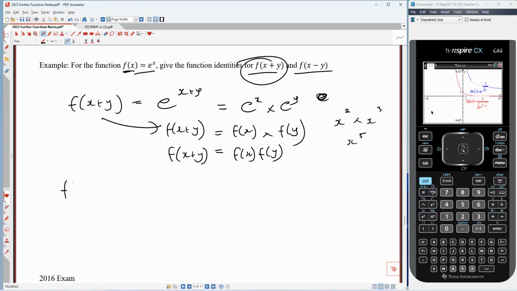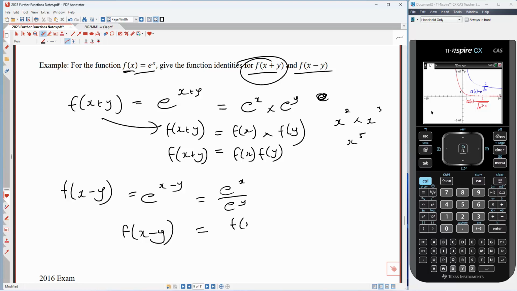Now let's do f of x take y. So that's e to the x take y. So when do we subtract? When common bases are being divided. So we can see straight away, there's f of x, there's f of y. So we're going to summarize this as f of x take away y equals f of x over f of y. So that's the functional identity.